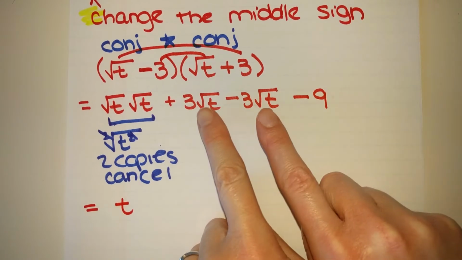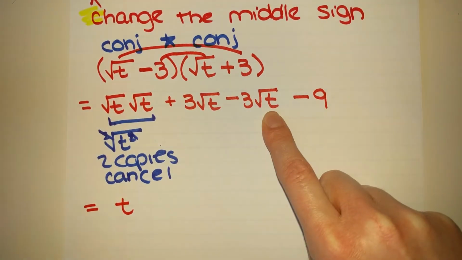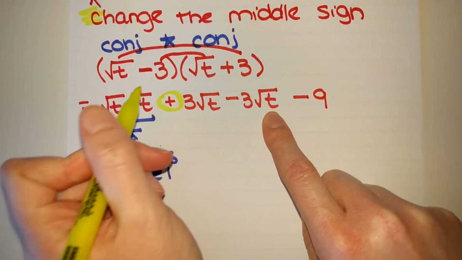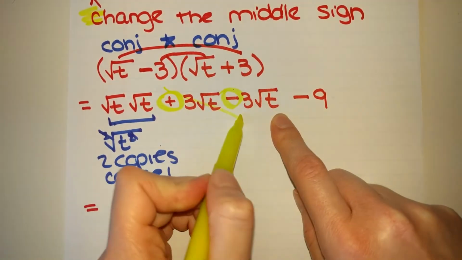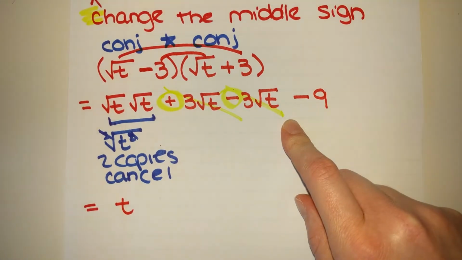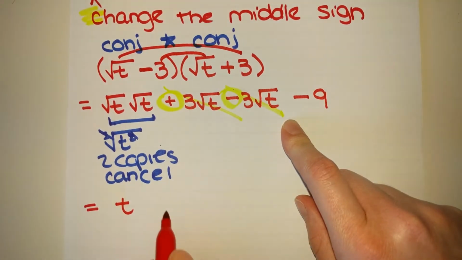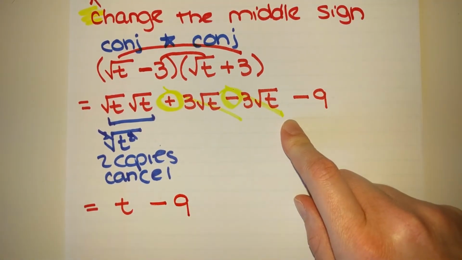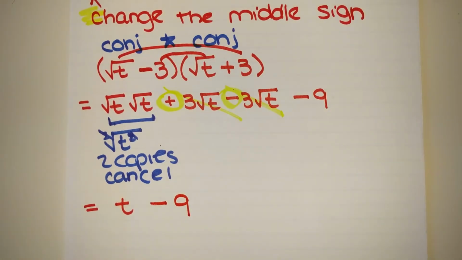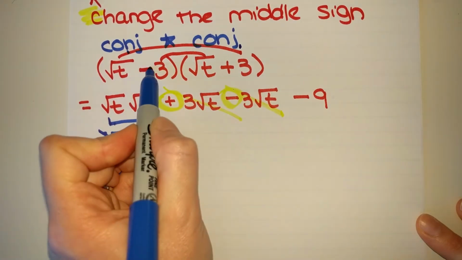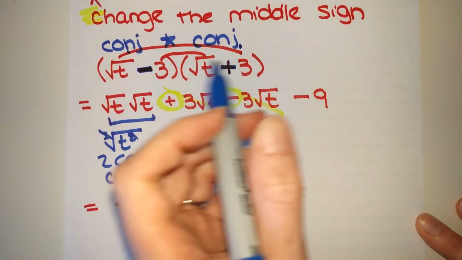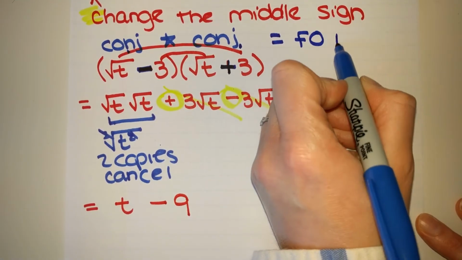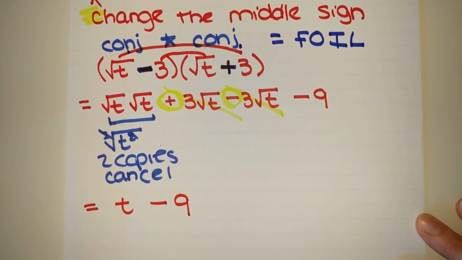Now, in the outer and the inner, you notice that you have a plus 3 square root of t and a minus 3 square root of t. So those are also going to cross out. So the outer and the inner are crossing out, and we're left with minus 9. Now, this is not a coincidence here. Anytime you have a conjugate times a conjugate, because of this change in sign here with the negative and the positive, the outer and the inner are always going to cross out. They're always going to cancel each other out.